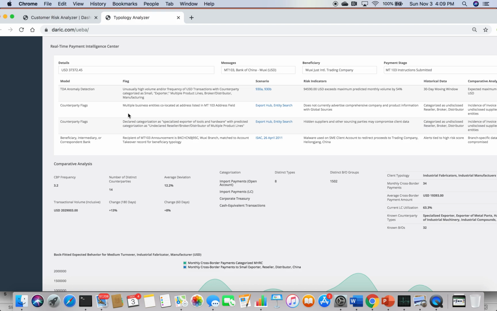This flag is correlated to other flags that are identified, where the categorization of this counterparty as a specialized exporter of tools and hardware based off of information we're pulling from the client's own data sources is at odds with our predicted categorization based off of the information about the entity that is available through our recurrent neural network search as an undeclared reseller, broker, or distributor of multiple product lines. Essentially, that this exporter or counterparty may not be quite what they seem. And of course, we also have some adverse media associated with the beneficiary bank itself and the specific branch, including an ISAC alert.